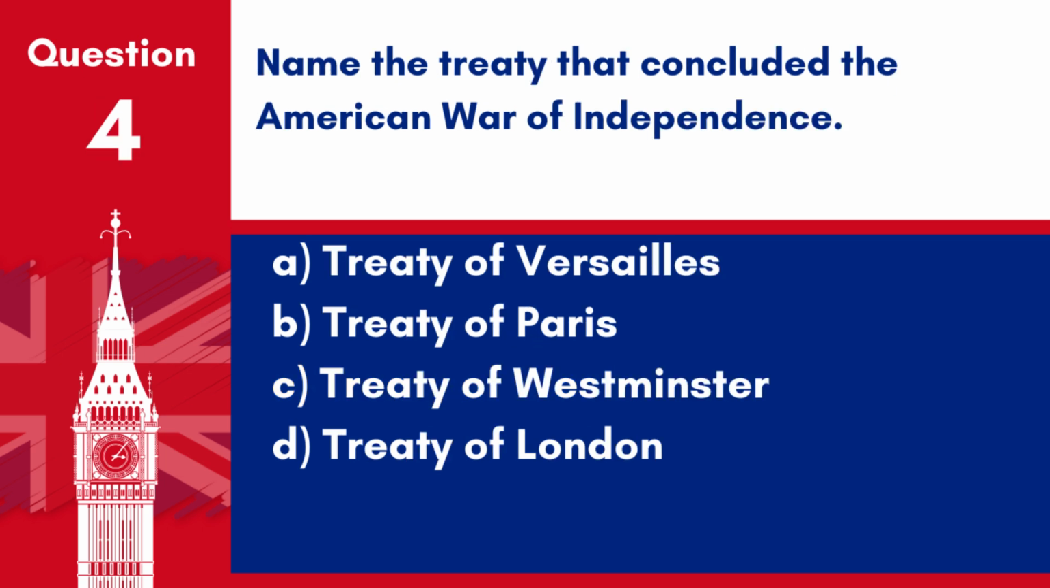Question 4. Name the treaty that concluded the American War of Independence. A. Treaty of Versailles. B. Treaty of Paris. C. Treaty of Westminster. D. Treaty of London.